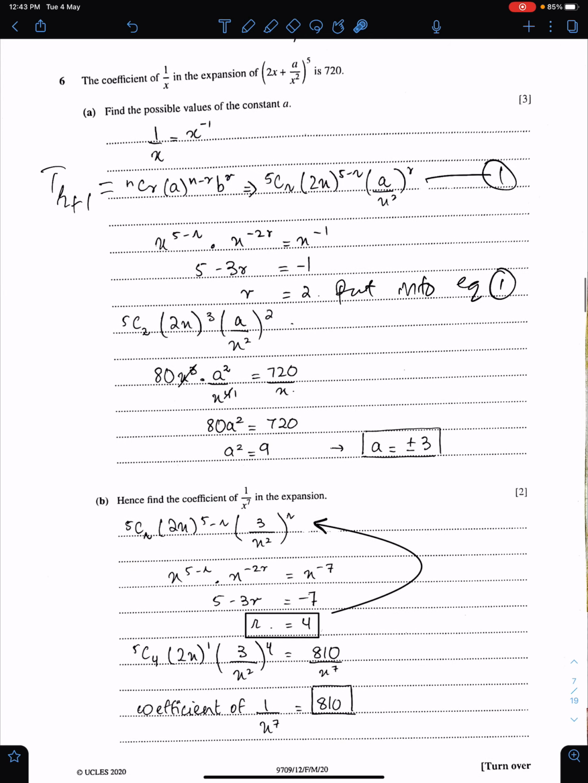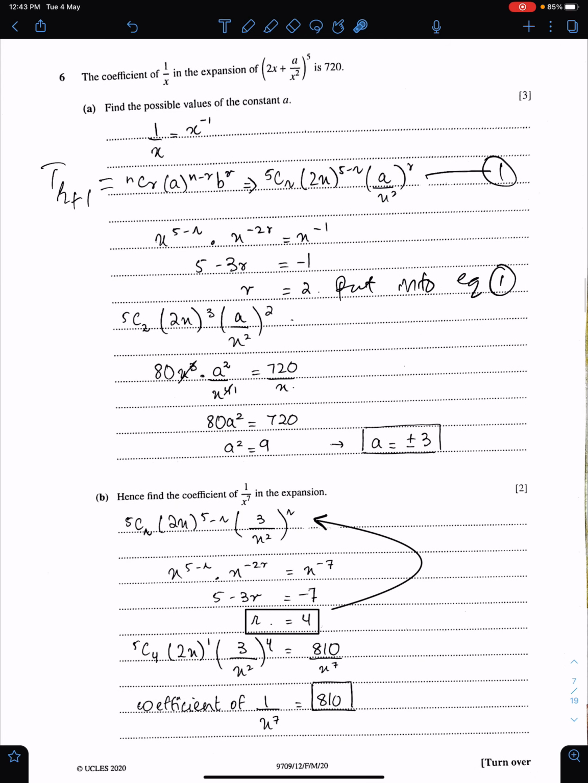The next part of this question. Hence find the coefficient of 1 upon x to the power 7. Again, you need to compare these two x with x to the power minus 7 to get the value of R. After getting the value of R, substitute this R into equation 1 to get the coefficient of 1 upon x to the power 7, which is 810.